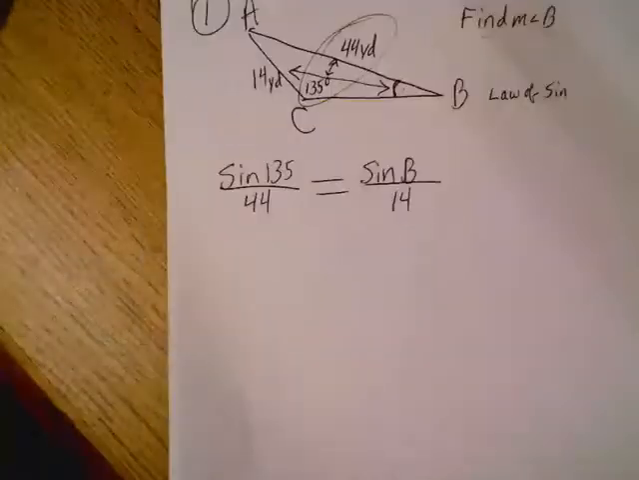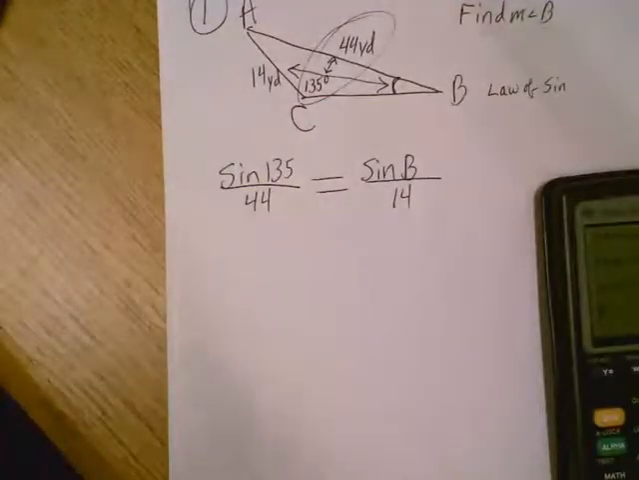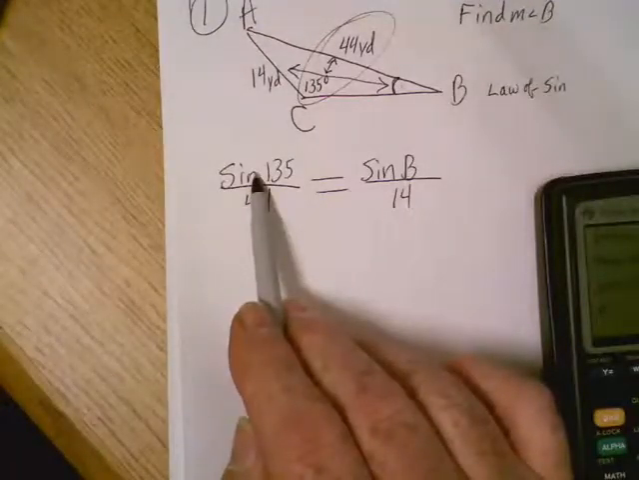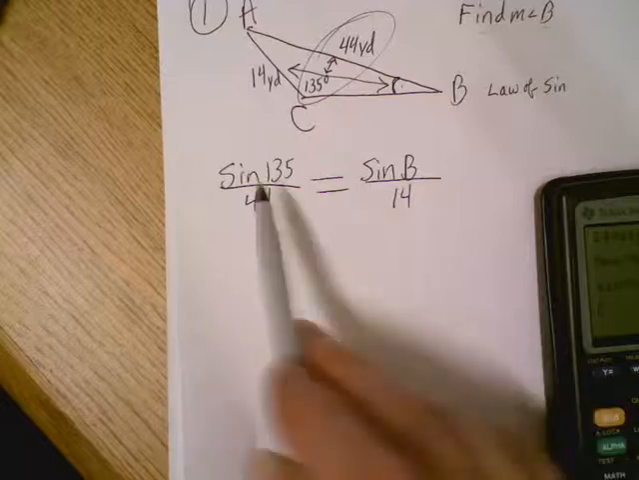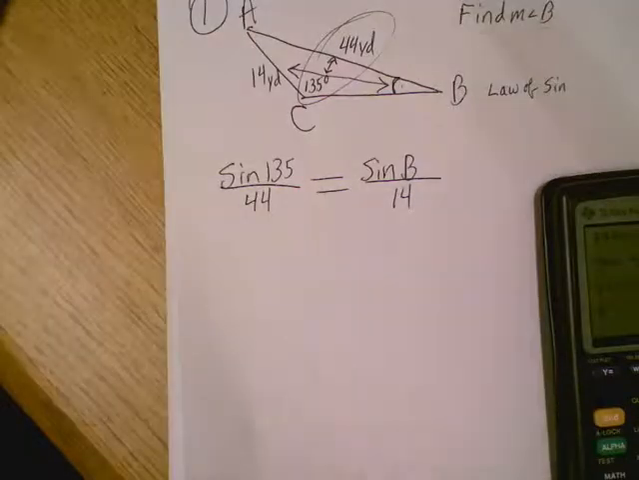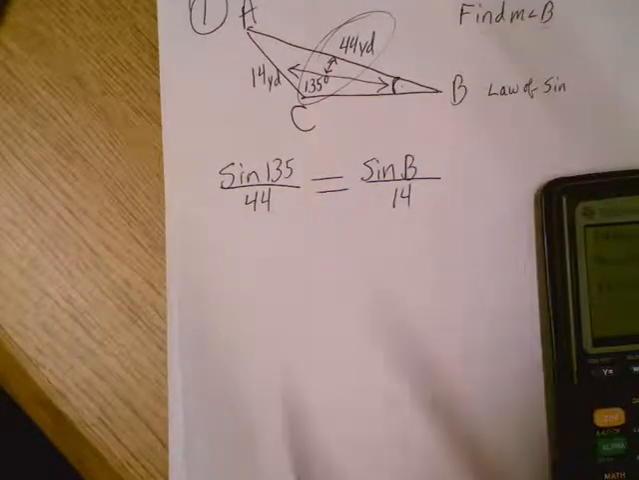I'm going to do these out in words. If you wanted to change that sine, you grab your calculator and say sine of 135 and put in the decimal there, and then cross multiply and do all that. That's fine. Go right ahead.